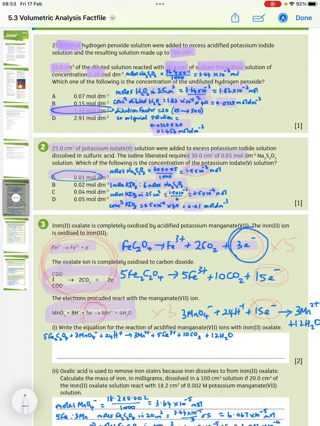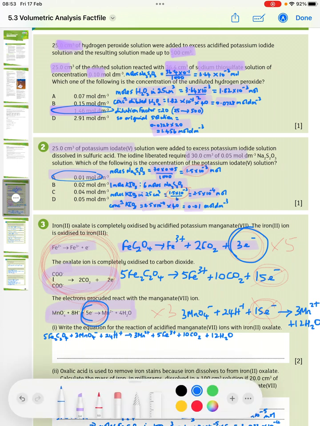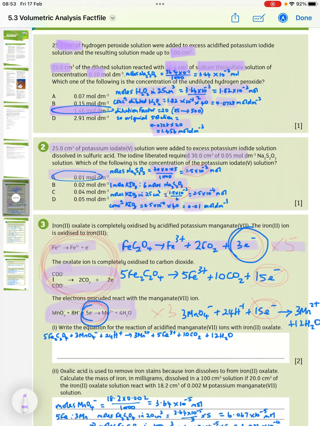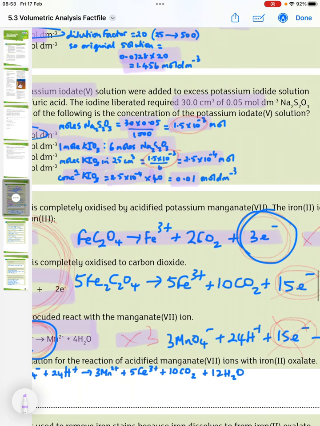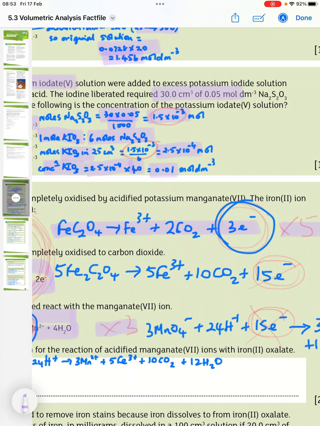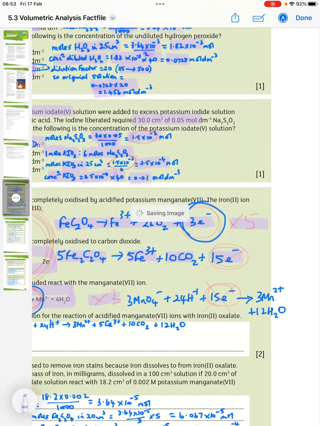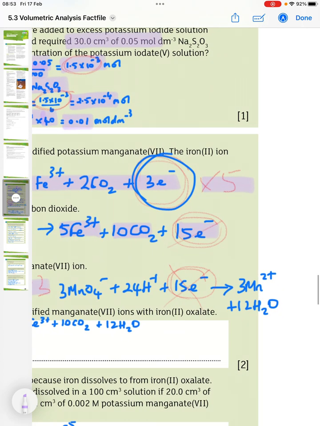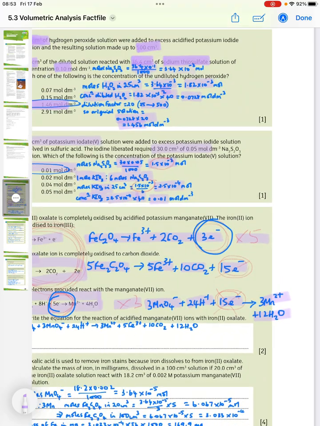Now, in here, 3 electrons, and in this, we have 5 electrons. So what we have to do is multiply the top equation by 5 and the bottom one by 3. So that then gives us for this iron oxalate thing 5 Fe2C2O4 giving 5 Fe3 plus 10 CO2 and 15 electrons. And for the bottom one, for the manganate, 3MnO4 minus 24H plus and 15 electrons gives us 3 of the manganese 2 and 12 water.